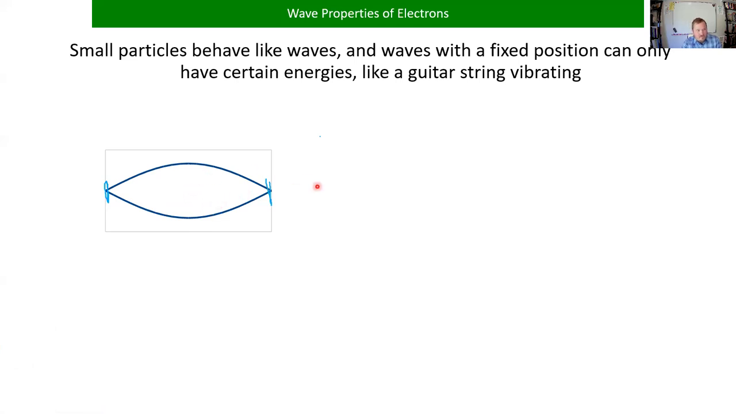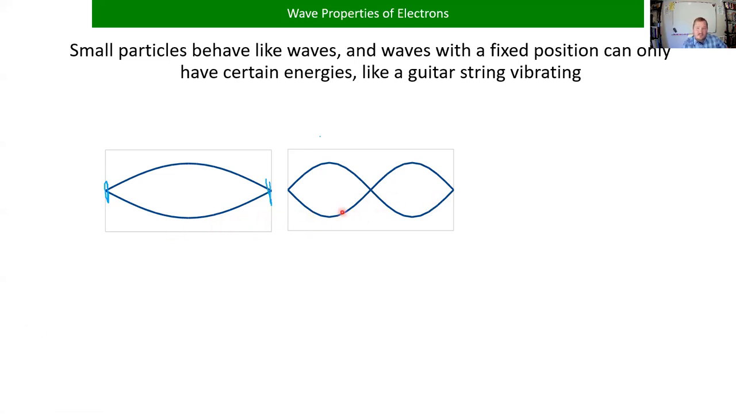However, you can have different energy levels. You can have different waves on these strings. For instance, if you put your finger exactly halfway between the two ends of a guitar string, you can cause it to vibrate in a different way. It still looks like a sine wave where both ends are connected, but this is going to be a different frequency of sound because it's a different wavelength.